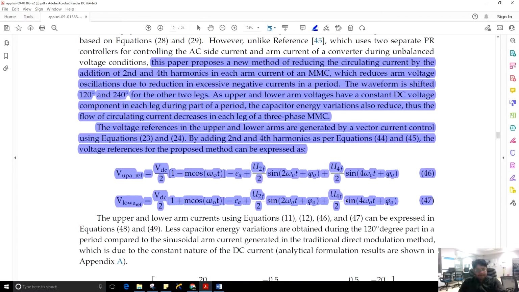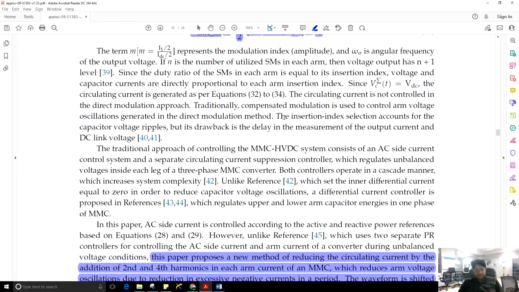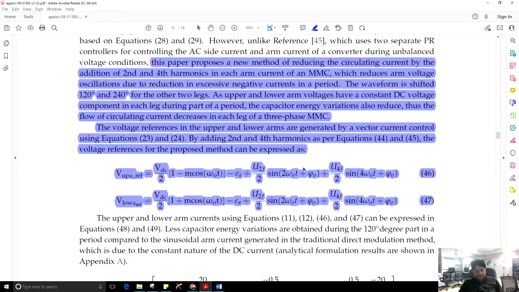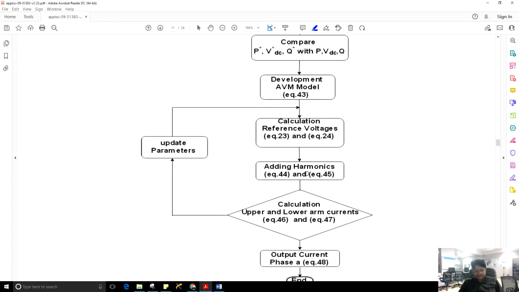Now the author of this paper wants to emphasize that after adding these even order harmonics, second and fourth harmonic, the capacitor energy variation will reduce and circulating current will reduce in the system as compared to direct modulation as shown here. So the author claims that addition of these two even order harmonics will result in a decrease in the circulating current and less capacitor energy variation. So let me show you the claim of the author and results.